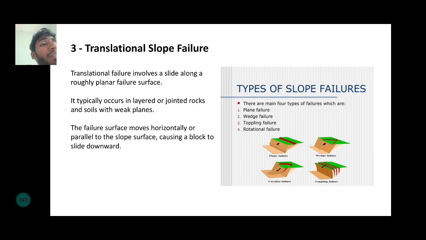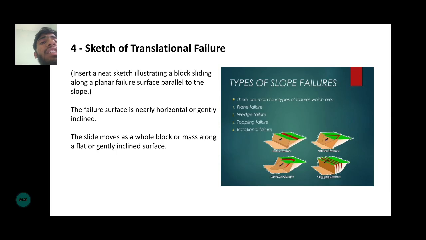Types of slope failures. There are four main types of failures, which are plane failure, wedge failure, toppling failure, and rotational failure. Sketch of translational failure: insert a neat sketch illustrating a block sliding along a planar failure surface parallel to the slope. The failure surface is nearly horizontal or gently inclined. The slide moves a whole block or mass along a flat or gently inclined surface.